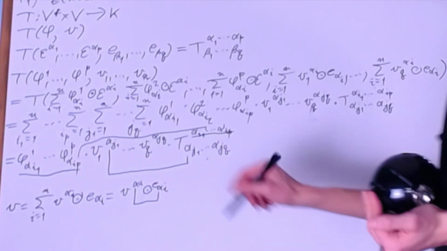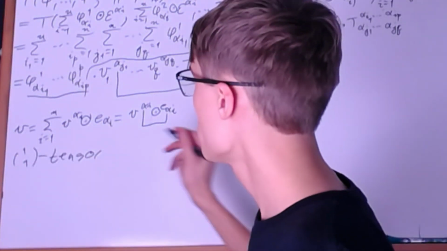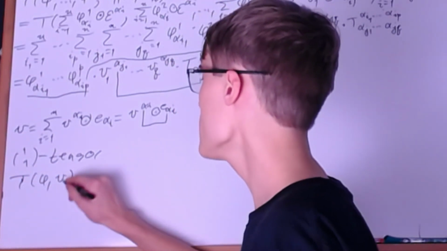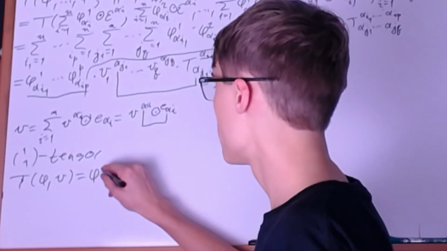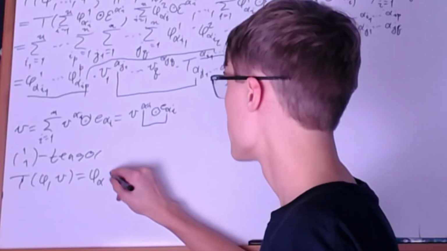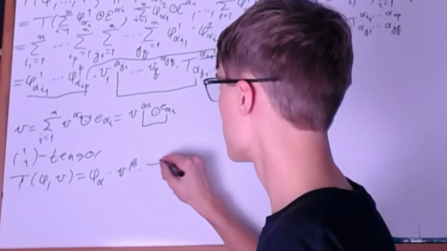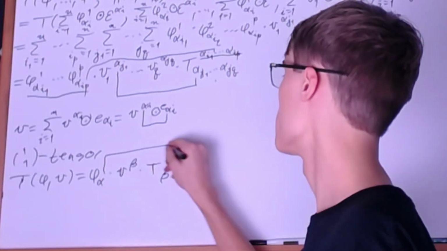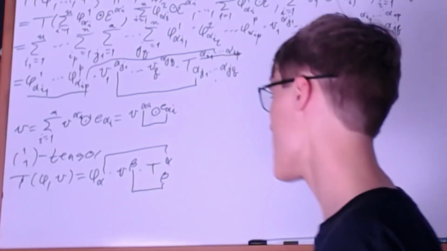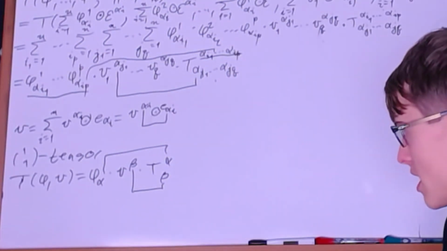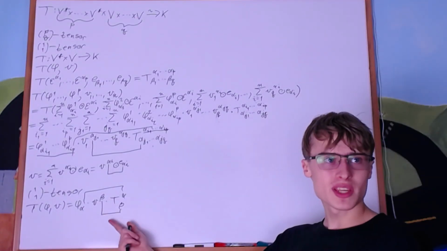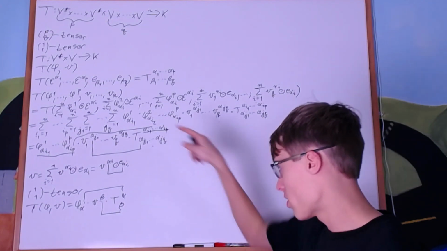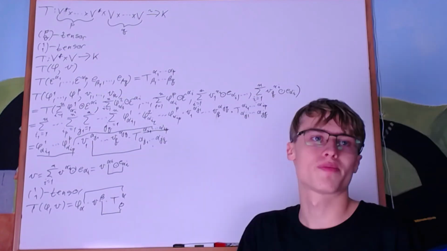Alright, let's do an example of a 1-1 tensor. So if I want to do T applied to phi and v, this is going to be equal to phi alpha times v beta times the tensor component alpha beta under summation. So right there is the Einstein summation convention. Well, that's actually extremely simple, and that's why we have the Einstein summation convention, so that we don't have to write out all those pesky summation signs. And that's it.